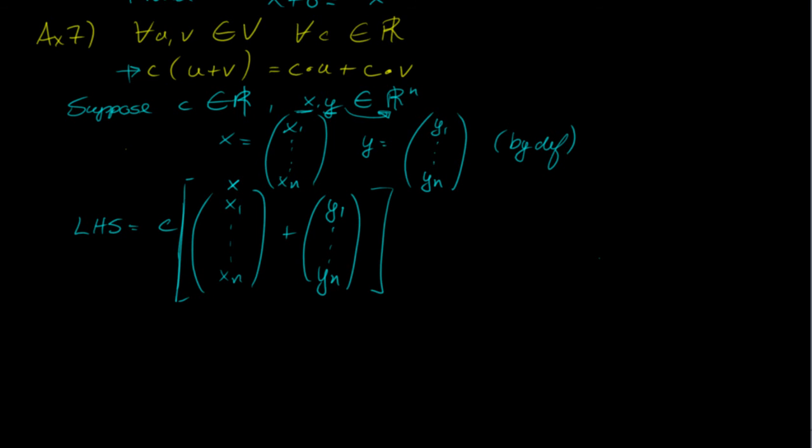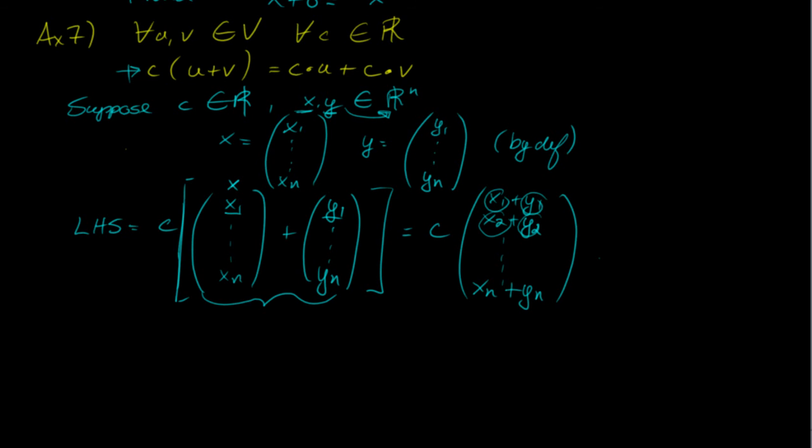Okay? So then what do? Well, I know that this is just an addition over Rn, and I know what the addition over Rn is. It's just you add each component to itself. So it's just equal to c times x1 plus y1, x2 plus y2, and so on until xn plus yn.